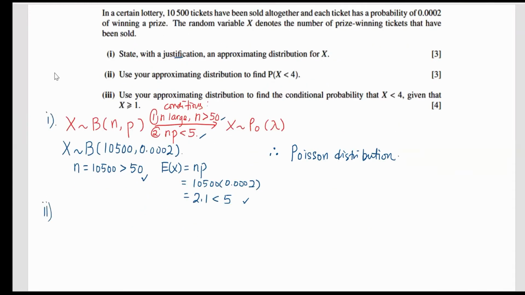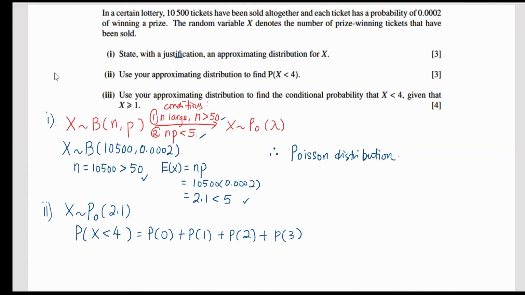Now, use your approximating distribution to find the probability of X less than 4. So, answering part 2. Since we are aware that the distribution should be approximated as a Poisson distribution, and the parameter is the mean, which is 2.1, now we are going to find the probability of X less than 4. So it means that we are going to find the probability of X is 0, 1, 2, and 3, because it is less than 4, which means 4 is not included.